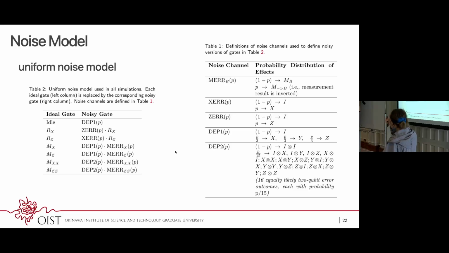So this is the noise model we use for our simulation. We just simply use the uniform noise model, in which for the noise channels, we have the same noise probabilities for all the noise channels, and we replace the ideal gates by the noisy gates.